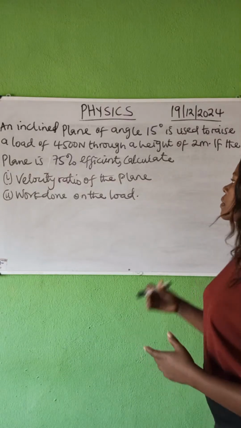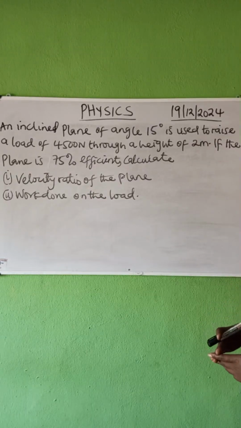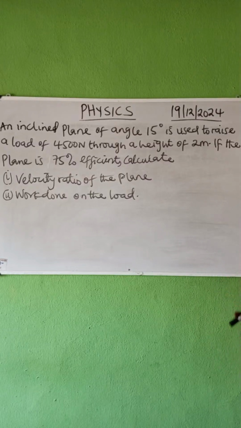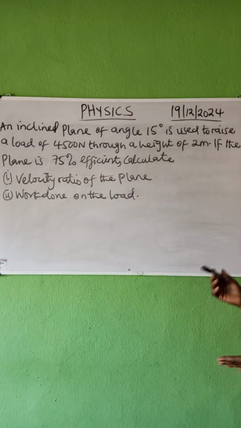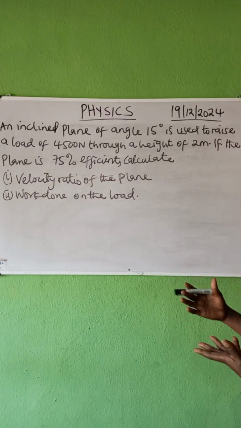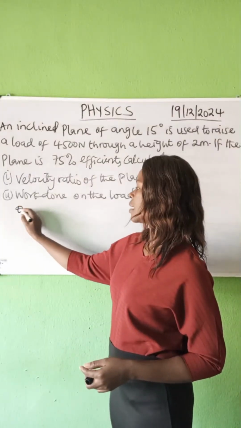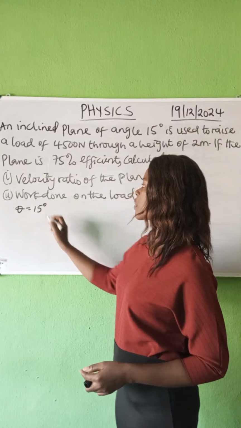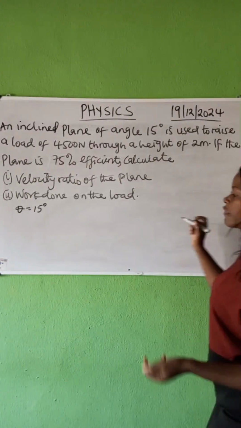All right, the question says an inclined plane of angle 15 degrees is used to raise a load of 4,500 Newton through a height of 2 meters. If the plane is 75% efficient, calculate the velocity ratio of the plane and the work done on the load. Now, looking at this question, the first thing to do is to state our parameters. We are given the angle, that is theta, to be 15 degrees. We are given a load of 4,500 Newton, that is the force.